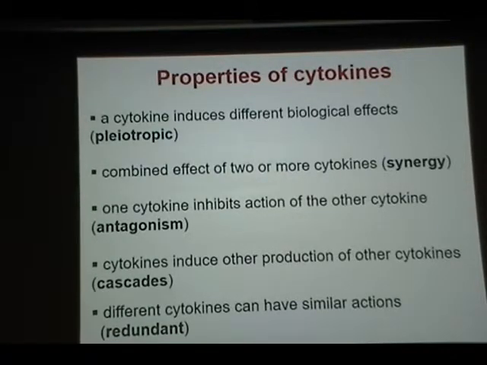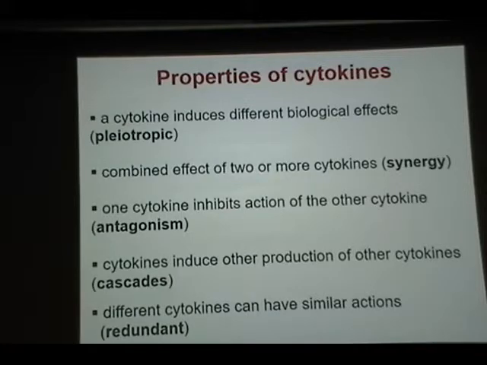And those cytokines can be pleiotropic, so that means one cytokine can induce different biological effects. And they can be synergistic. They have a combined effect of 2 or more cytokines to produce even higher activation of the targeted immune cells. And they can be antagonistic. So one cytokine inhibits the action of the other cytokine.